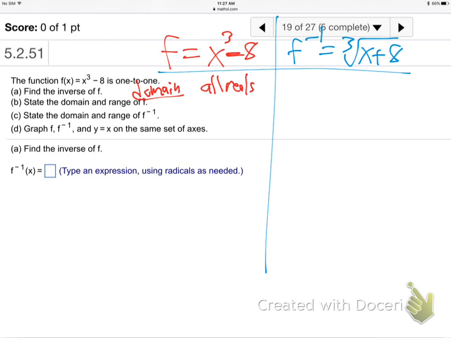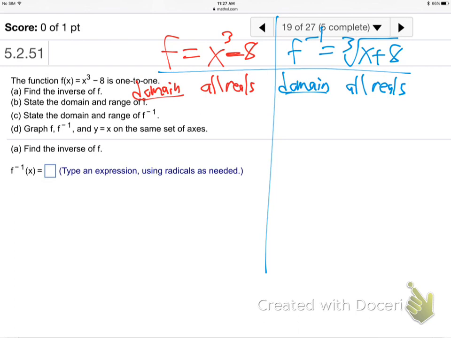Now let's go over to the right side and find the domain of the inverse function. What's the domain of him? All reals. Again, no problems, all reals. Because remember, third roots are fine. Odd roots are not a problem. If that was a square root, I would say inside, greater than or equal to 0, and solve. But for odd roots, no problems.